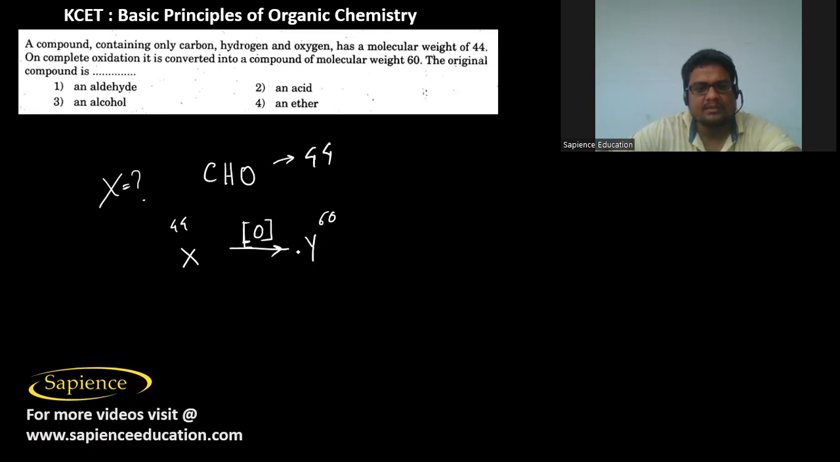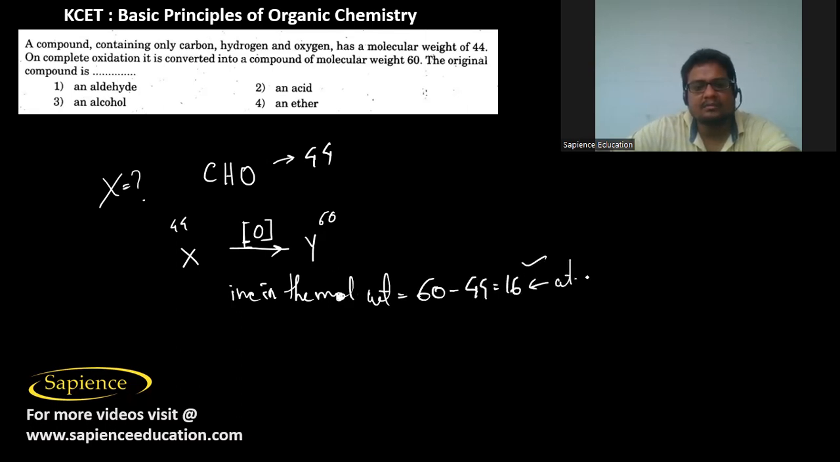So it is oxidized to a compound having molecular weight 60. Now the increase in the molecular weight is equal to 60 minus 44, that is equal to 16. So 16, as we know, is the atomic mass of oxygen. Therefore it means one oxygen is added.